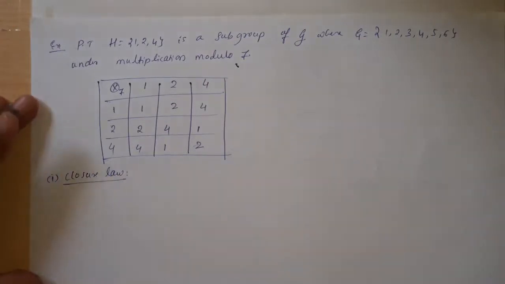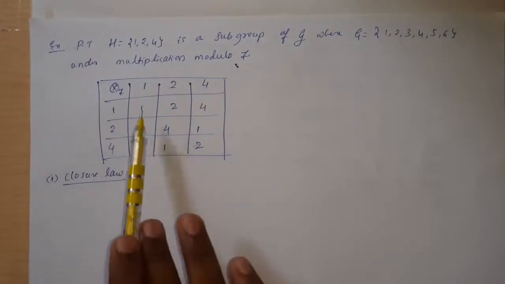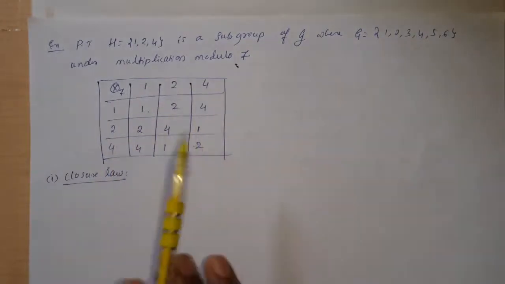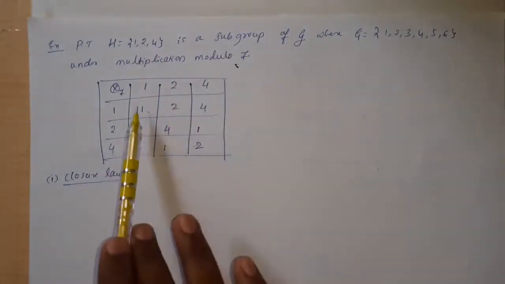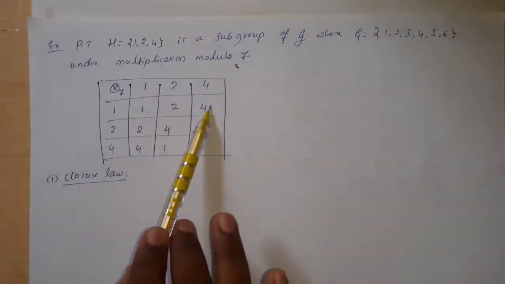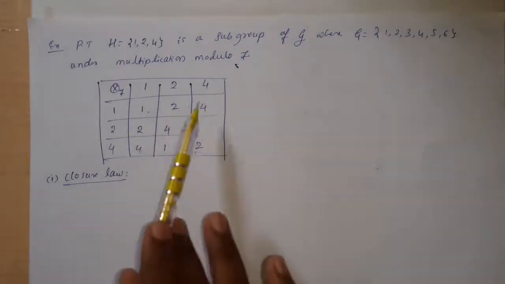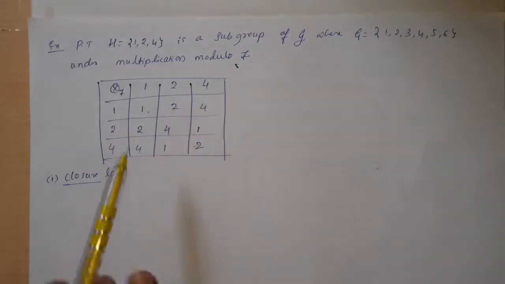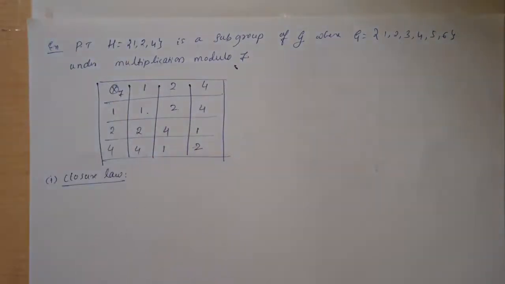So here, closure law. Now look at the table. Each and every output in this table belongs to the set 1 to 4, right? Because in the first row we have 1 2 4, in the second row 2 4 1, and in the third row 4 1 2. Means all the numbers are from the set H equal to 1 to 4. Then we can say that closure law is satisfied.